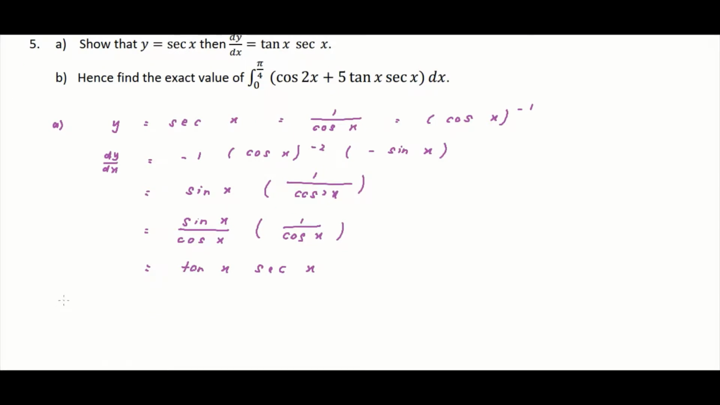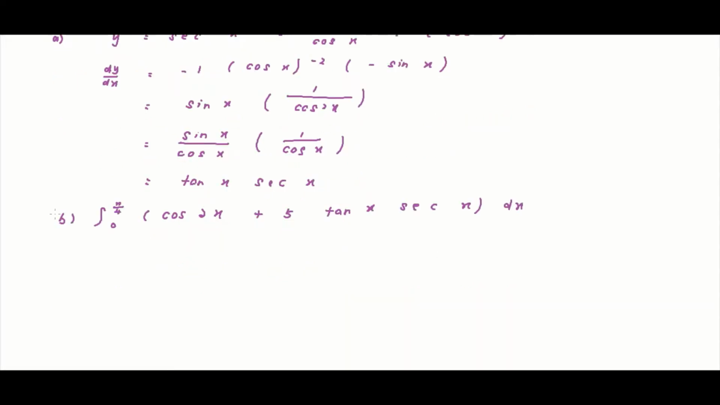Okay, so let's try to look at B. Find the exact value for the definite integral from 0 to pi over 4 of cos 2x plus 5 tangent x secant x with respect to dx. To make it easier, maybe let's try to split it into two. So I have the first one, 0 to pi over 4 for cos 2x. Then I have the second one, which I can take out the constant. Then I have tangent x and secant x.